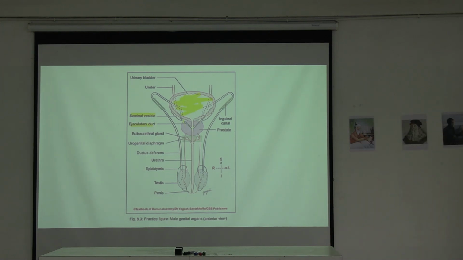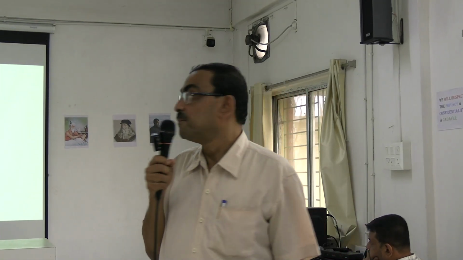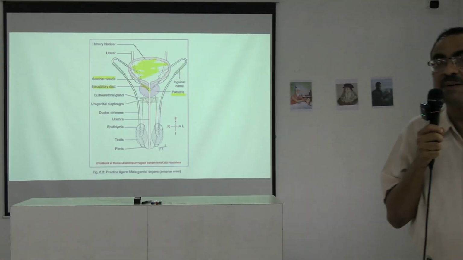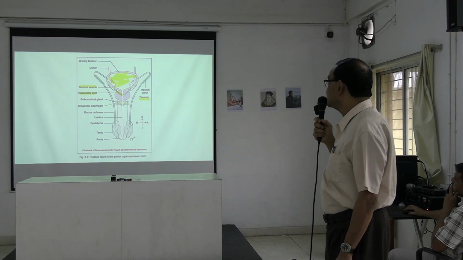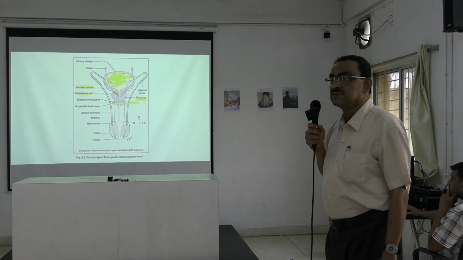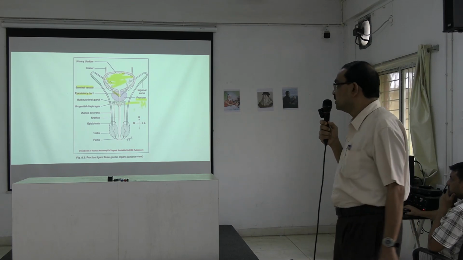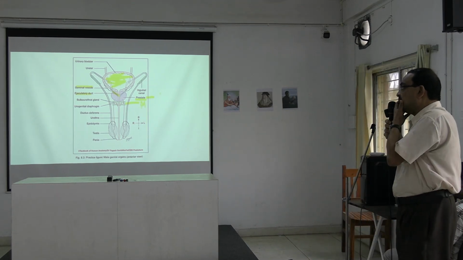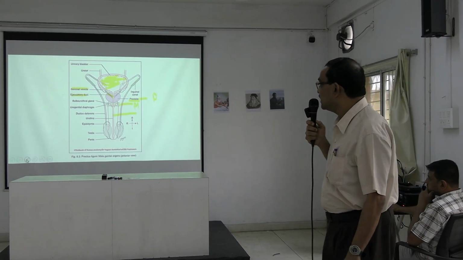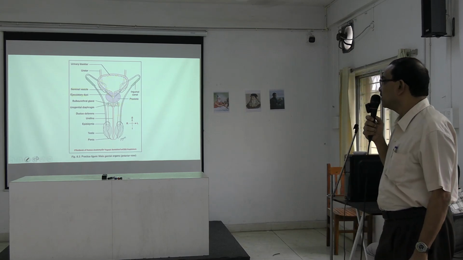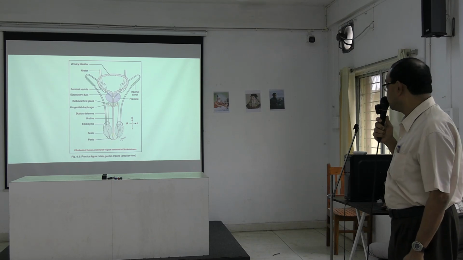The urethra has got different parts. When it passes through the prostate gland, it is called prostatic part. When it passes through this area, this is called the membranous part. That means the perineal pouch. Within the deep perineal pouch, that is the membranous part. And next is the penile part. Okay. So ultimately it opens through the external aperture or the external urethral orifice. Next.